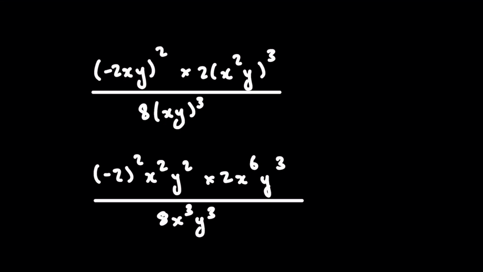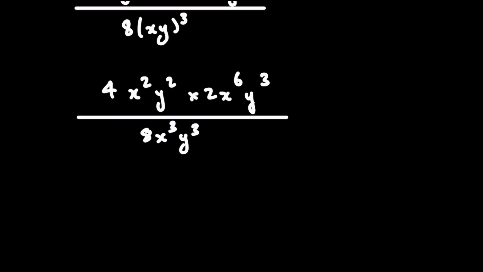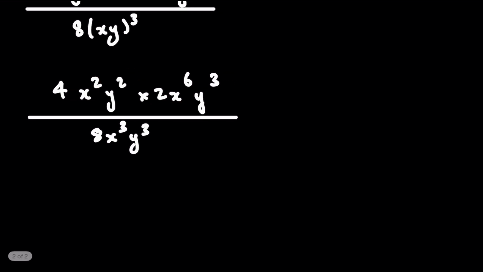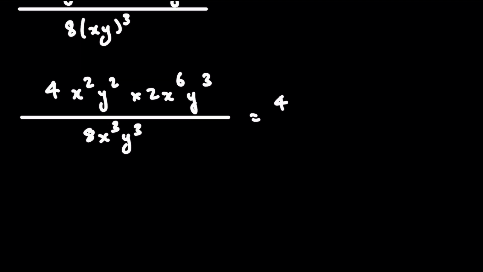Now we know that when we take a negative number to the power of a positive indice, it'll become a positive number. So minus 2 squared is simply 4. And now we can just add and subtract our indices. We're doing x to the power of 2 times by x to the power of 6. So that'll just become x to the power of 8. And we have y to the power of 2 times y to the power of 3. And that becomes y to the power of 5. And on the bottom, we have 8x cubed, y cubed.